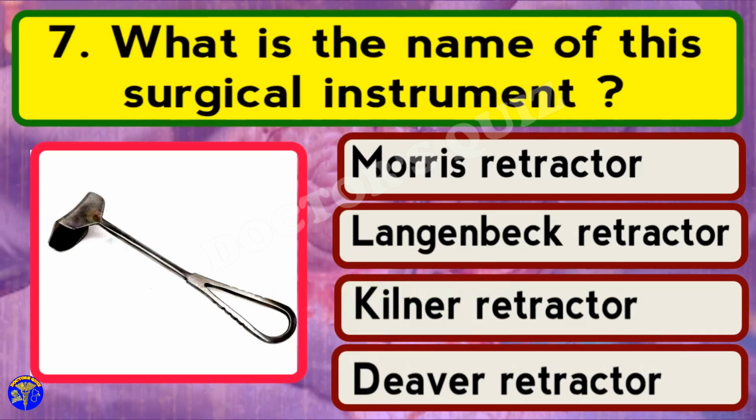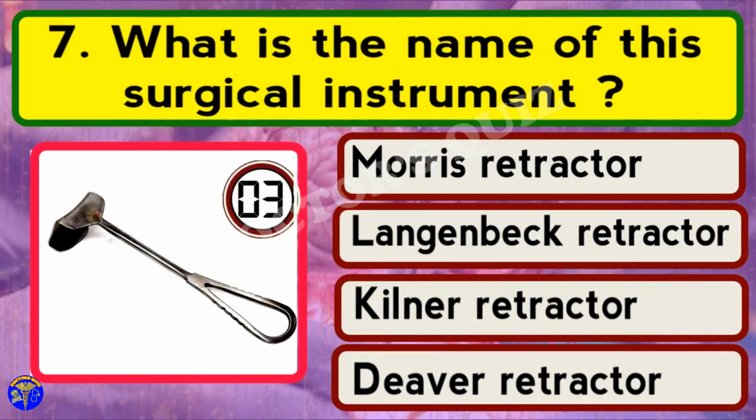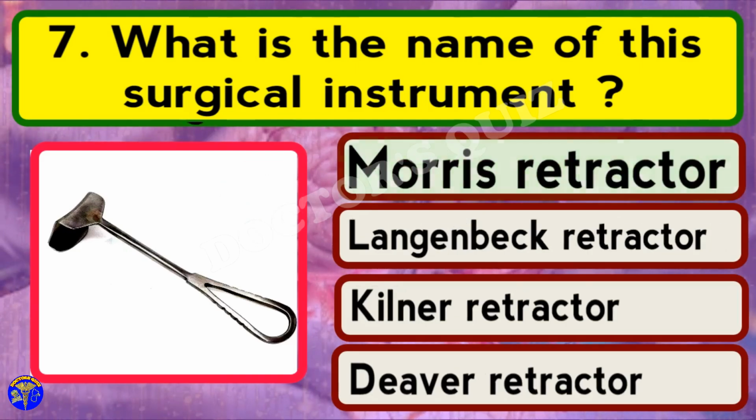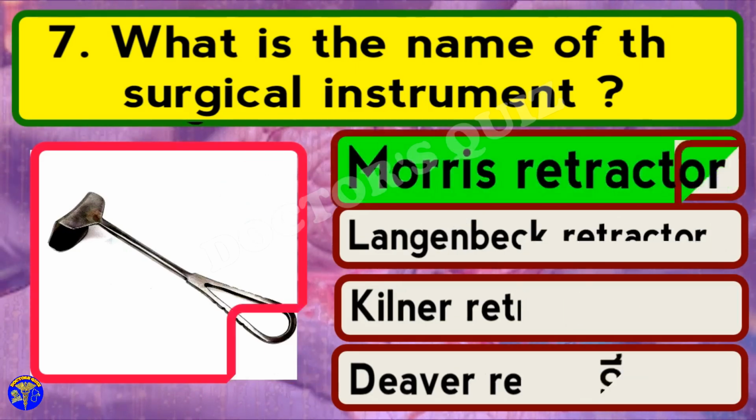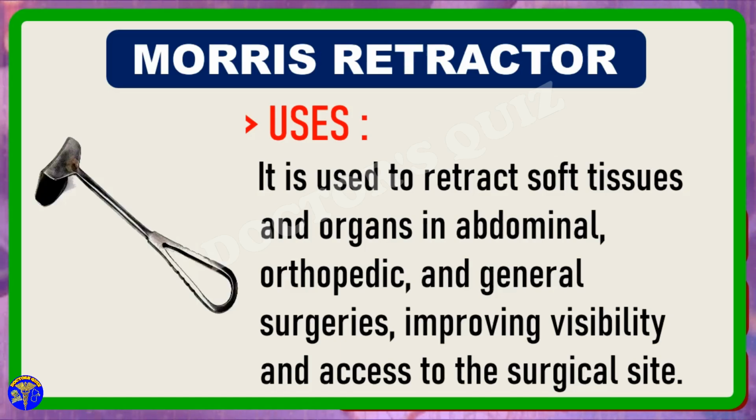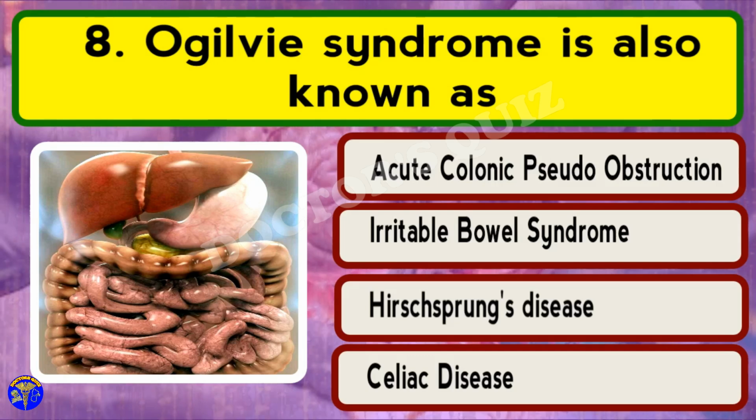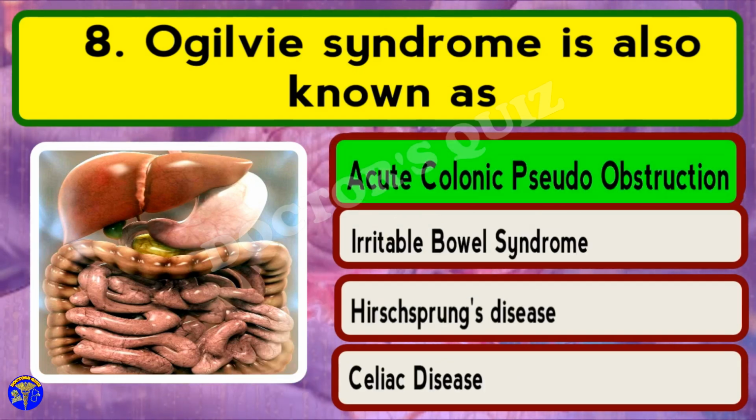What is the name of this surgical instrument? The answer is Morris retractor. Ogilvy syndrome is also known as? The answer is acute colonic pseudo-obstruction.